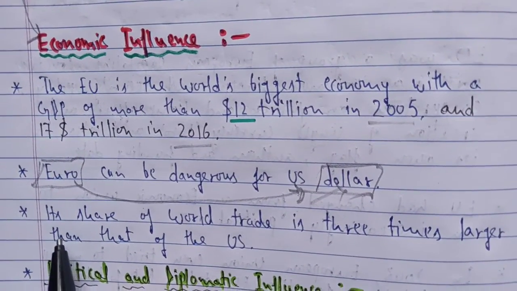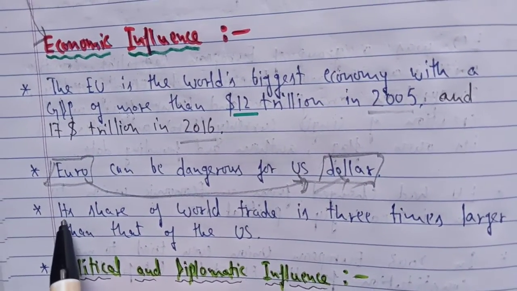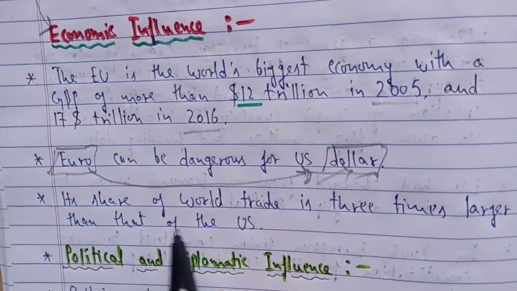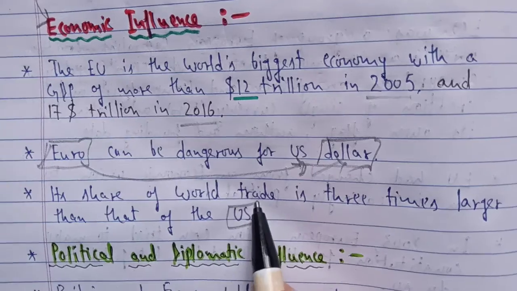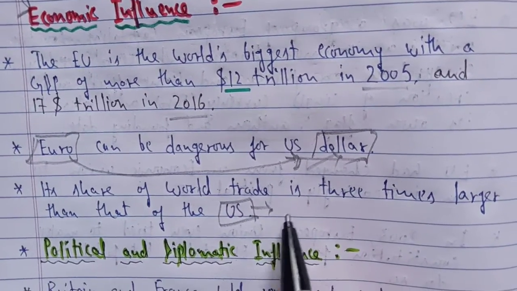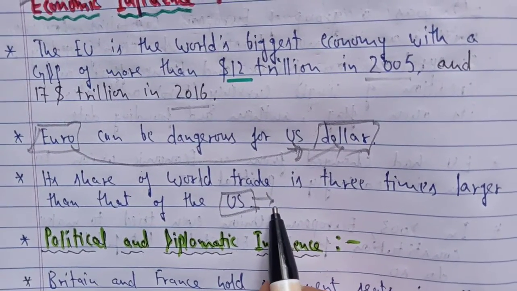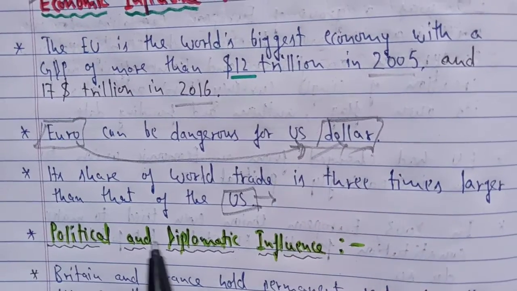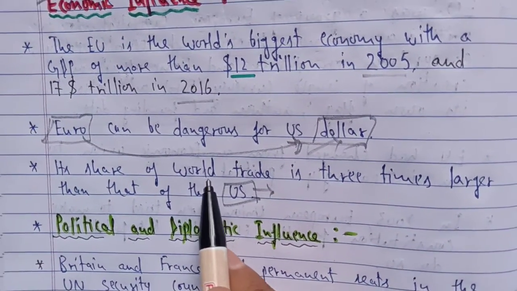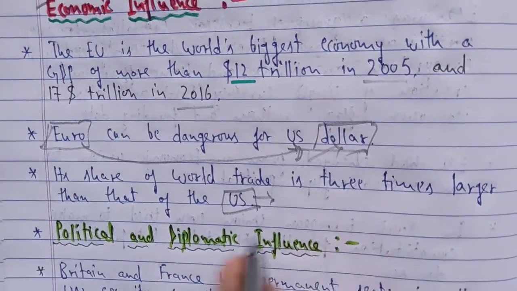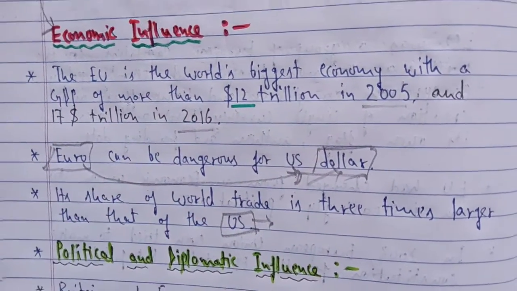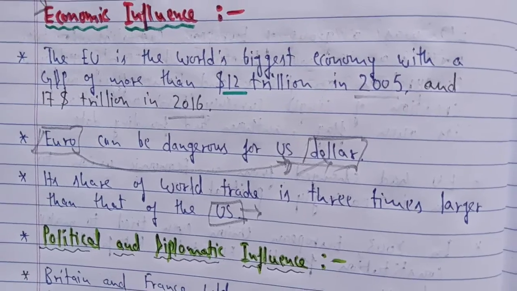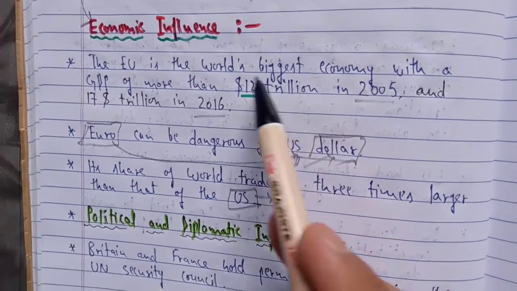And the next is the share of European Union countries. It had a share of world trade 3 times larger than the US. The export, trade and commerce of the USA was not larger than the European Union. The European Union had a share thrice, 3 times more than the US. So we can say economically it had the capacity and capability to challenge the USA in terms of these data.